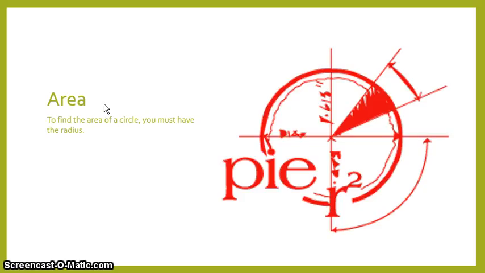The area. To find the area of the circle, you must have the radius. And here's the formula: A equals pi r squared. And you need the radius because you can't put the diameter in place of this, because it's r times itself, not r times 2, which then we'd be able to use the diameter, but not in this case.